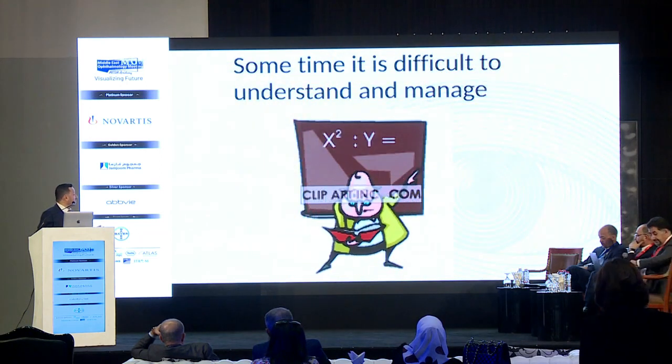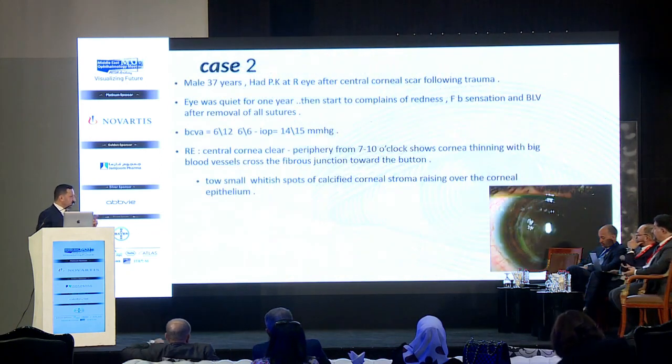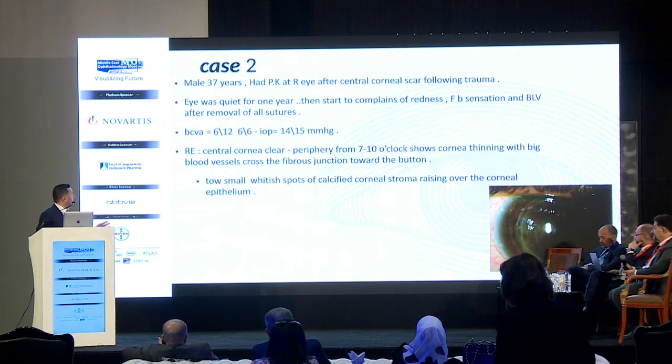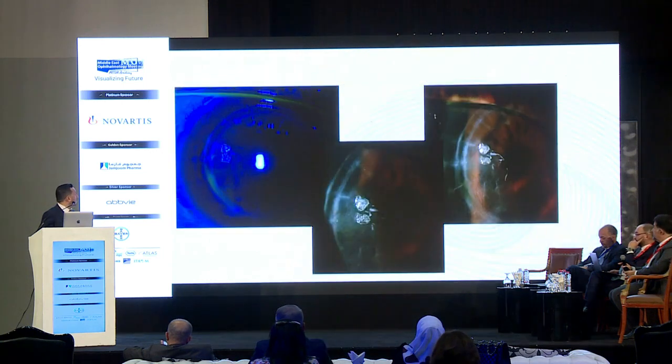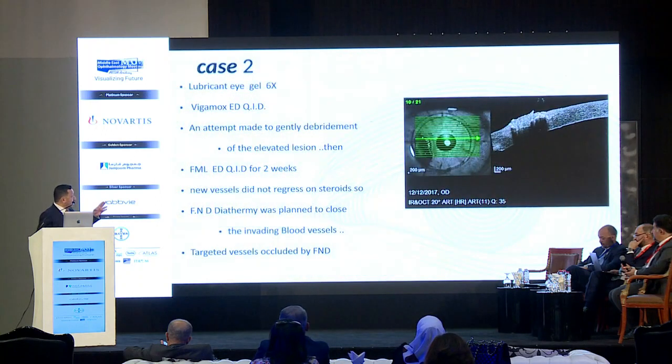So we need to understand that. Sometimes, in just 2 minutes, it's a little bit difficult to understand, like this case: keratoplasty done in 1 eye, and then they started to develop this strange calcification in the stroma. It is covered by the epithelium, by the way. And if you look at this, you can see how it has made corneal thinning with calcification. In this case, I decided to debride it slightly and give some treatment.